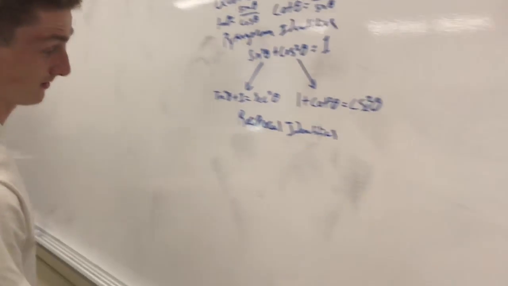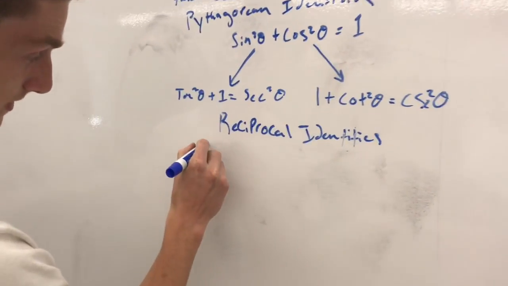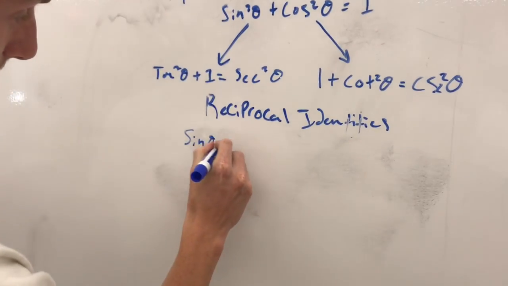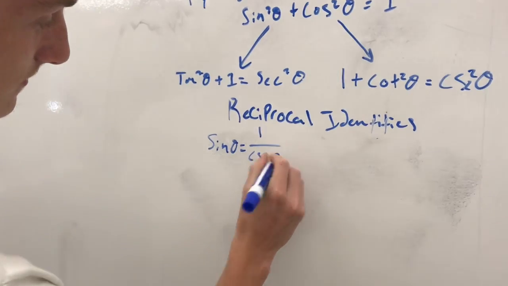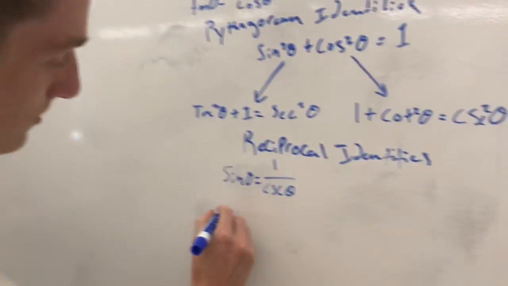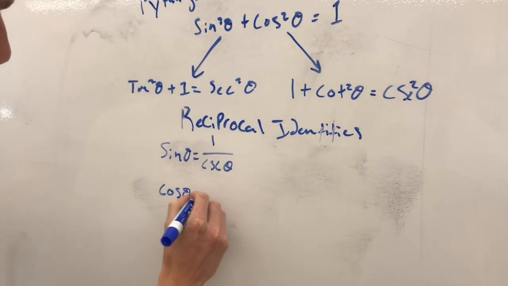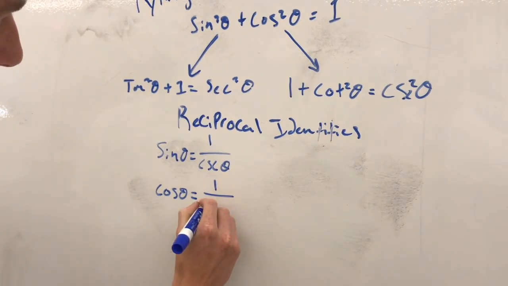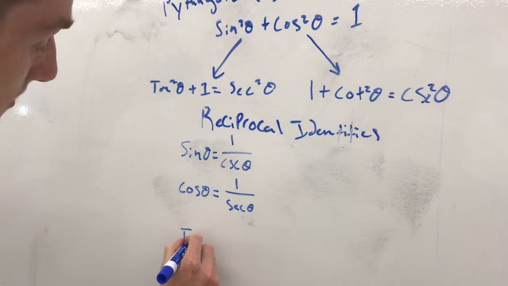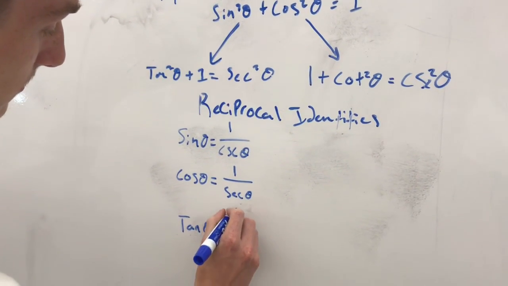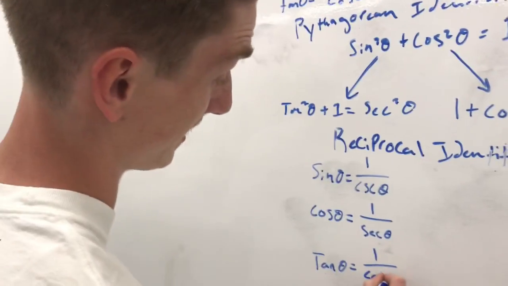All right, so next one is the reciprocal identities. Starting out with sine of theta equals 1 over cosecant of theta. Moving on to cosine of theta equals 1 over secant of theta. Then tangent of theta equals 1 over cotangent of theta.